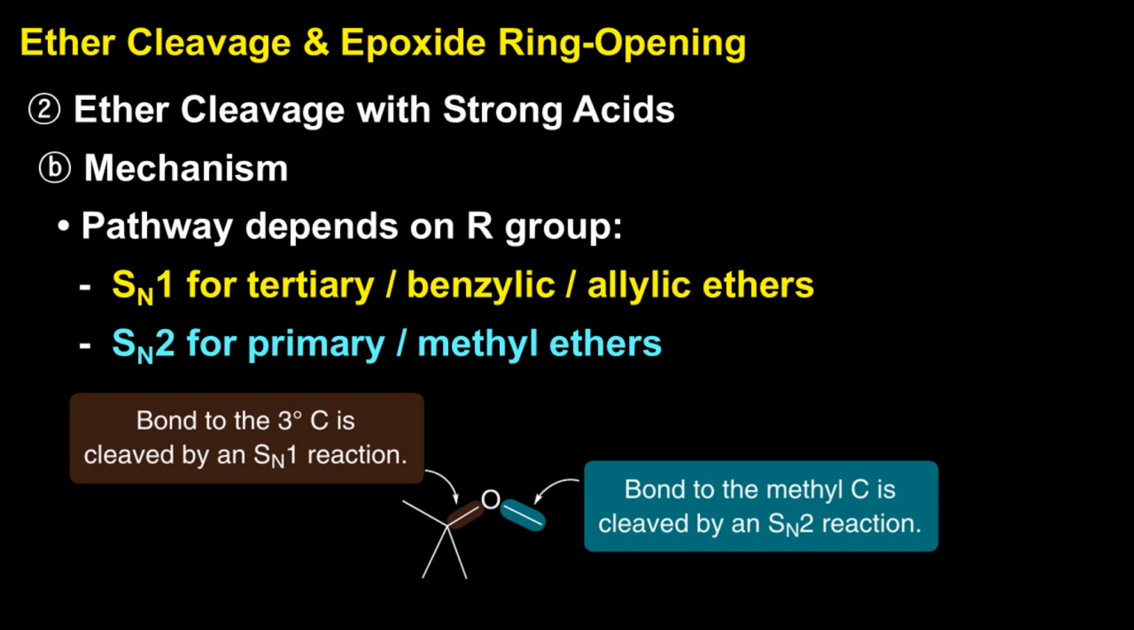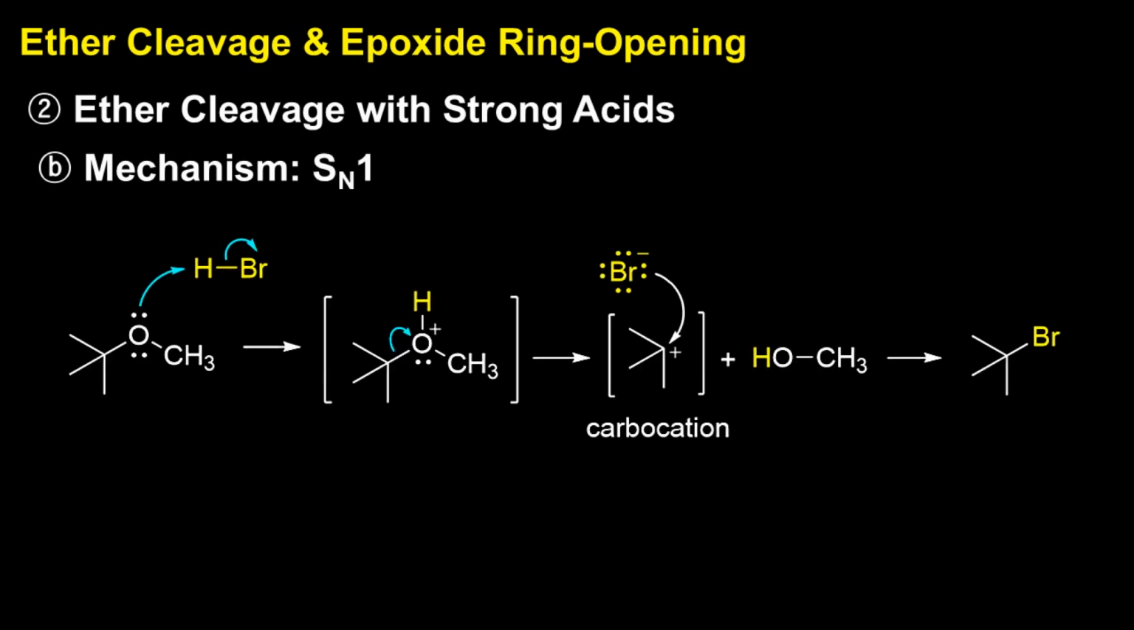Let's break it down with an example: tert-butyl methyl ether, and walk through how it reacts under acidic conditions. First, the ether oxygen gets protonated by the acid, which makes it a much better leaving group. Then, the bond between the oxygen and the tert-butyl group breaks, forming a tertiary carbocation, which is nice and stable. Once that carbocation forms, the bromide ion comes in and attacks, giving us tert-butyl bromide. At the same time, the methyl group leaves as methanol.